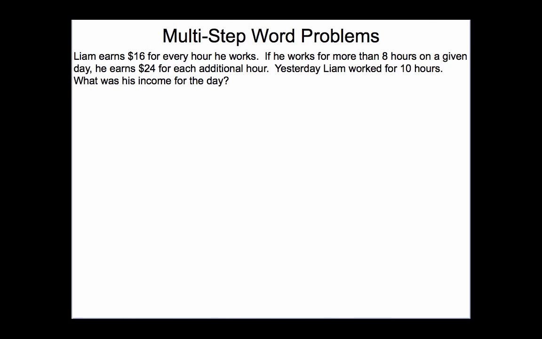Our next problem is Liam earns $16 for every hour he works. If he works for more than 8 hours on a given day, he earns $24 for each additional hour. Yesterday, Liam worked for 10 hours. What was his income for the day? Well, we know that when he works 8 hours, he gets $16 an hour. So let's look at what that looks like.